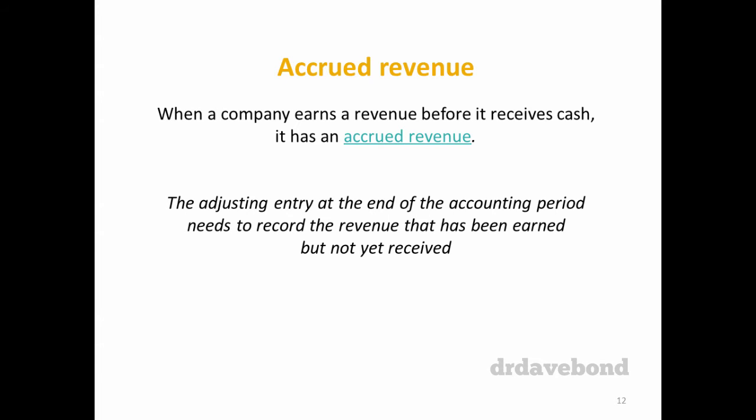Accrued revenue, where you earn revenue before you receive cash for it. So if I said to Ishtiaq, if you go down and buy me lunch, I will then give you some money, and you perform the job, and then I pay you, and the financial year end for you splits between when you do it and when I give you the money. That's what we're dealing with here: when a company earns before it receives. So the adjusting entry needs to record that revenue.